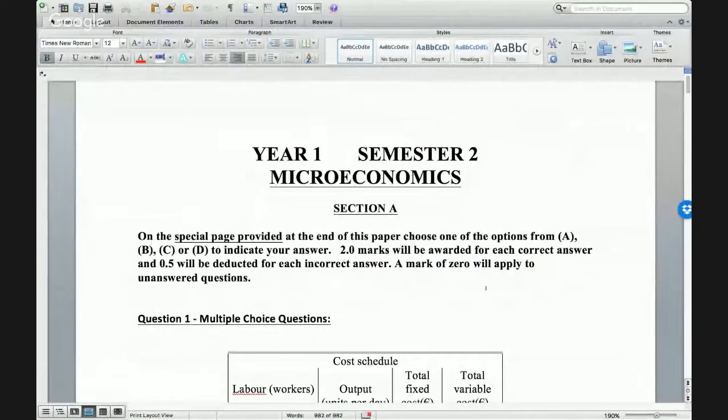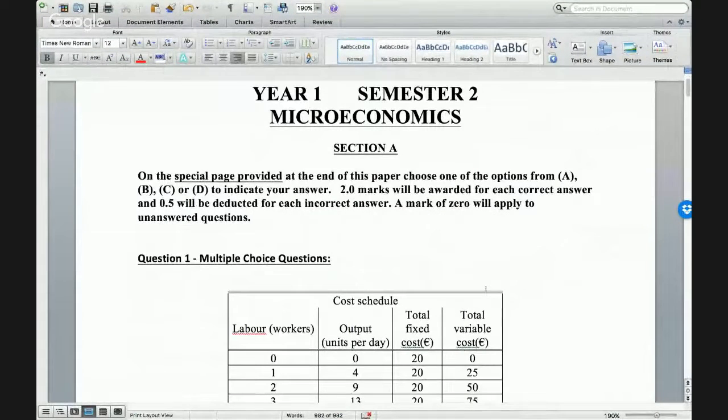Okay, what we have here is section A of an exam paper. And what is shown is that you will be given 20 questions and each is worth 2 marks, so a total 40 marks. So take it that you'll be spending about 40 minutes on this, and take your time. So you're talking about maybe 2 minutes per multiple choice question.